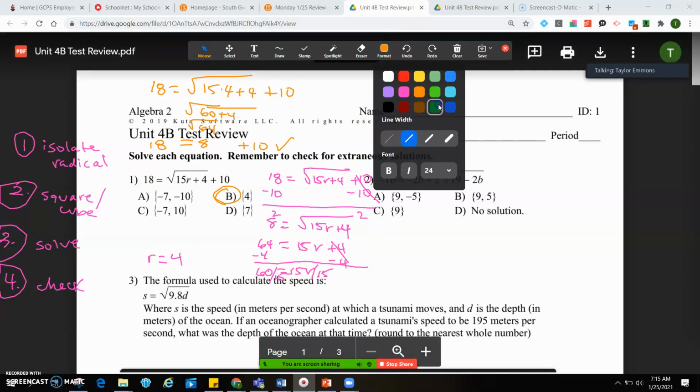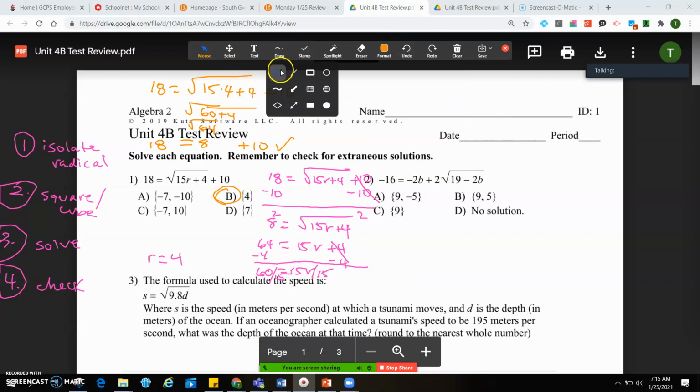All right, so I'm looking at the next one. So on this one, we got a lot going on. We're trying to solve for b, right? But we've got a b that's underneath the radical, and we also have one chilling out here. Okay? So what we're going to do first is notice how there is a 2 out front here, a 2 right here, and 16 is also divisible by 2.